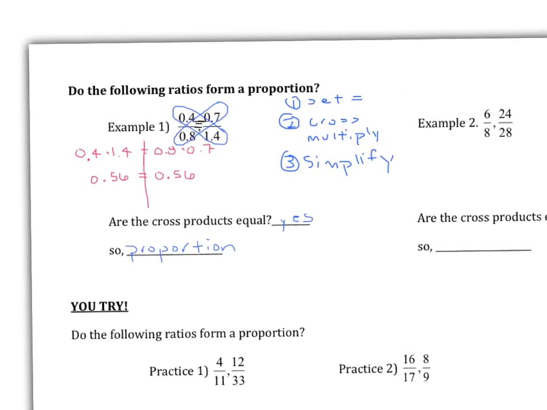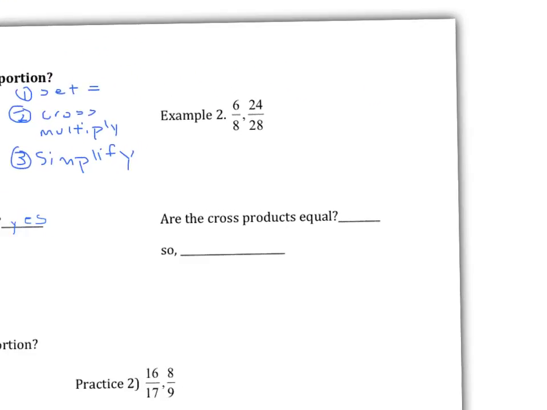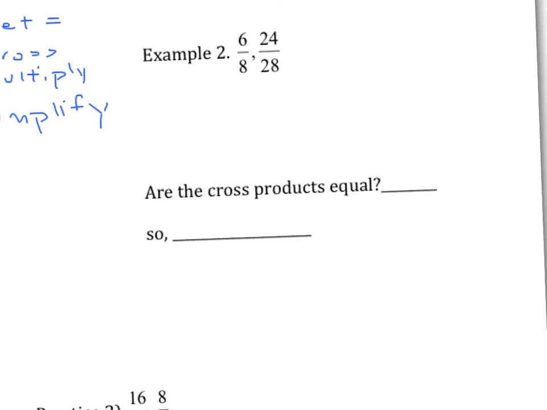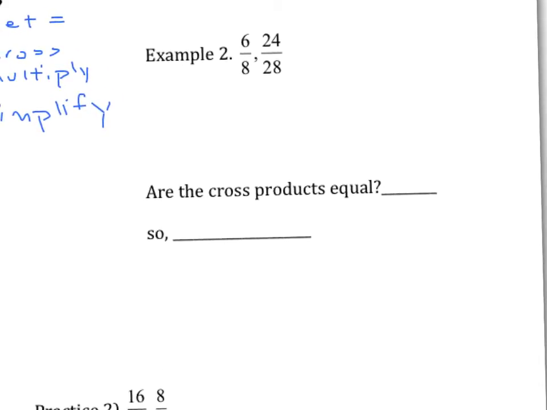Let's do another example. Let's look at example 2. First thing we're going to do is set them equal to each other. And then we're going to use the butterfly effect. I'm going to multiply 6 times 28, the numerator in the first times the denominator in the second. I'm going to multiply 8 times 24, the denominator in the first times the numerator in the second. Set this up. 6 times 28 equals 8 times 24. And I'm going to simplify.